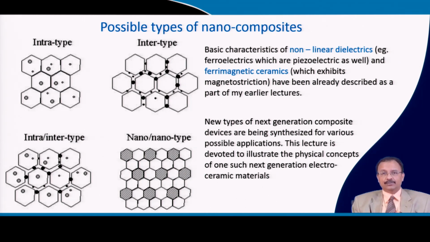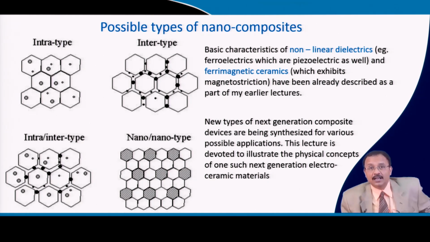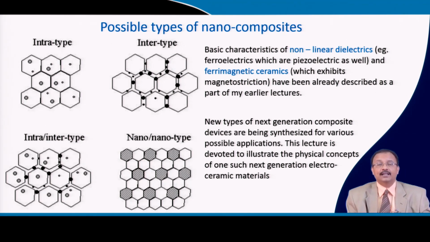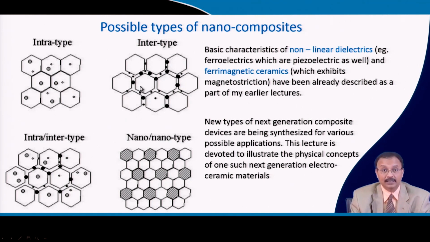Already we introduced the concept of composite, the polymer composite, polymer ceramic composites, metal ceramics composite. They were introduced as part of my earlier lectures, but these are nano composite, where either both grains of the material, guest and host material, are in the form of nanocrystalline size less than 100 nanometer, or at least one of them is in this particular dimension.